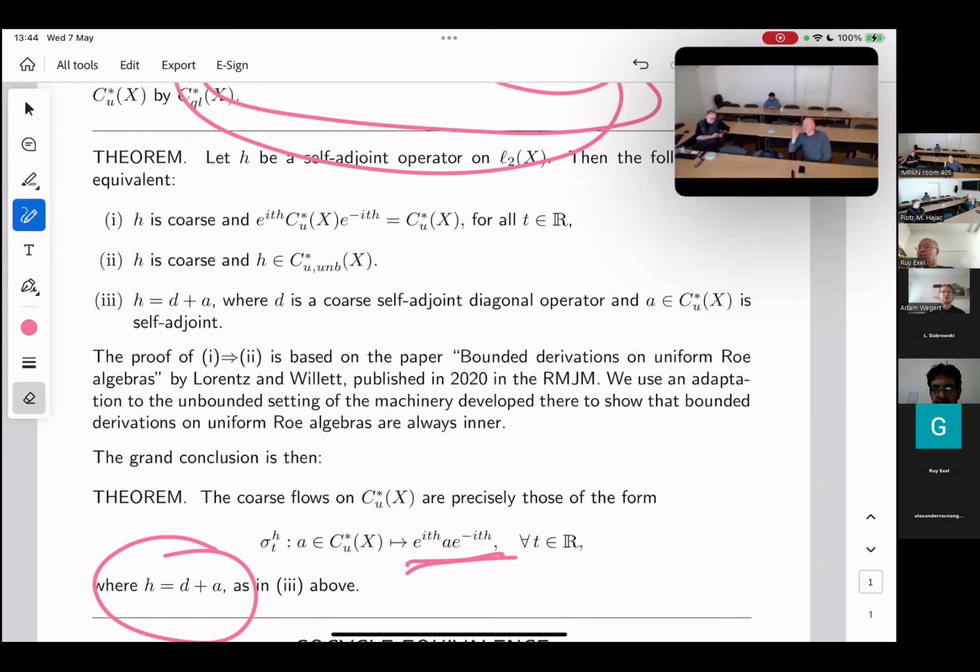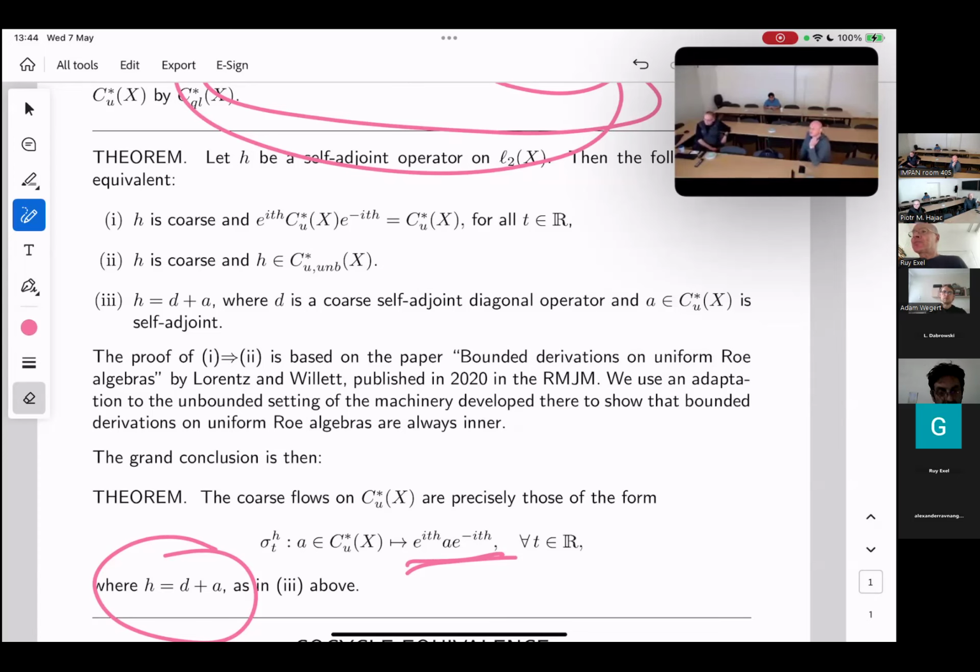So my question is, if bounded operators are morally elements of C star U, are they elements of C star U? I'm lost. I don't know. Okay, assume that we have an element which is morally in C star U. Okay?